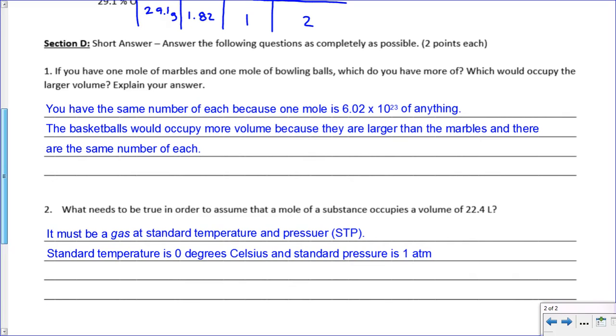And so in a similar way, if you have a mole of something, that means you have 6.02 times 10 to the 23rd. Okay, so if we have a mole of marbles and a mole of bowling balls, we have the same number of marbles and the same number of bowling balls. It's 6.02 times 10 to the 23rd of each of those. All right, and so therefore the bowling balls are going to occupy more volume because you have the same number of them and each bowling ball is larger. Hopefully that makes sense. So you've got the same number of marbles as you have bowling balls, and bowling balls are larger. Therefore, the bowling balls take up more volume.